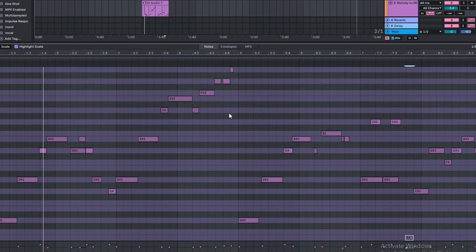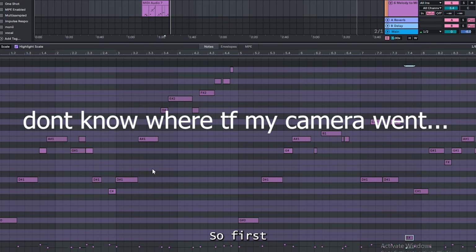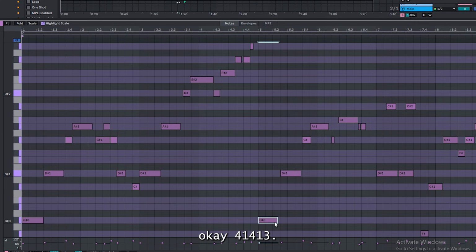So with all that out of the way, let's go ahead and break down that bass line that I did at the beginning of this video. As promised, this is what it looks like with the highlighted scale. Alright, so first let's start off by identifying all the root notes, okay? 4, 1, 4, 1, 3. That's the chord progression, okay?